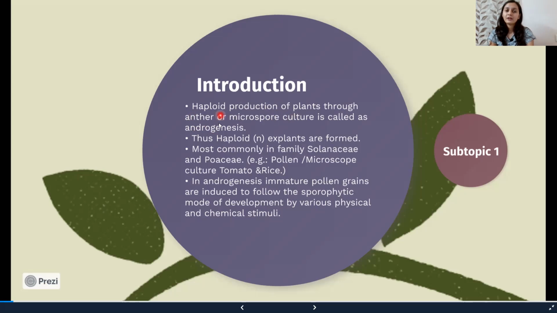Generally, two main parts of the flower are used in androgenesis. Either anther or microspore, which means pollen, are used in androgenesis. As it is a haploid culture, they are haploid in nature, N. Most commonly, androgenesis is seen in species of the Solanaceae family and the Poaceae family. The examples of this are tomato for Solanaceae and rice for Poaceae.